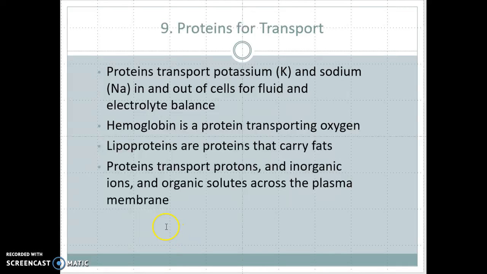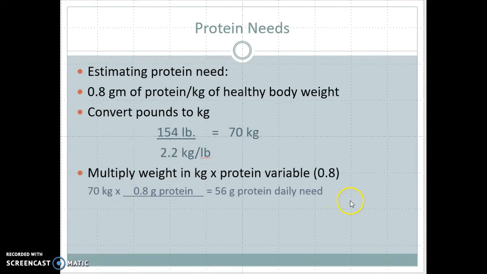And the next thing we'll want to know is, if we have to have protein so much, how much do we actually need? What is the actual need for our bodies? This shows here that for the average adult who is not an athlete, it's 0.8 grams of protein per kilogram of healthy body weight.